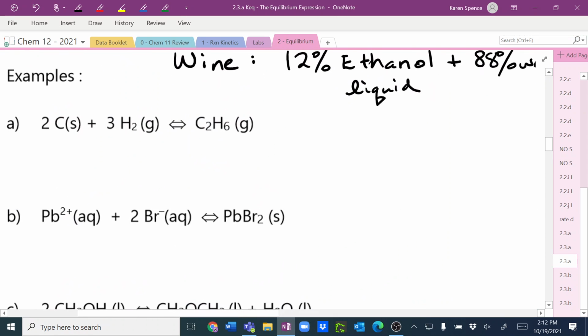let's try a few examples here. First of all, what's the very first thing we have to write?